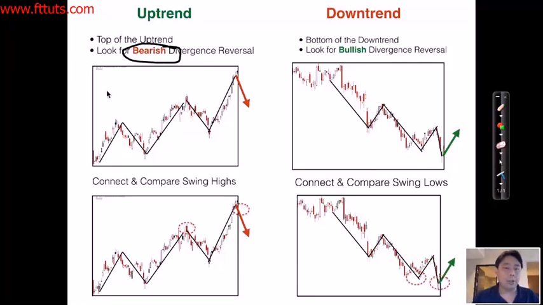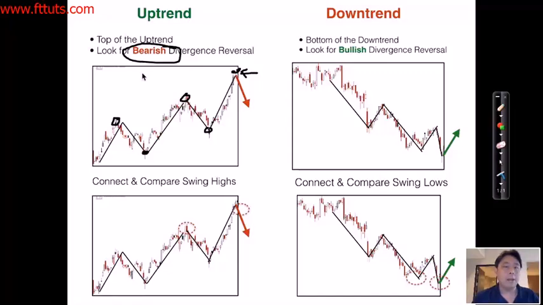Okay, so in this case, you can see that it is an uptrend. Why? Because price is making higher highs, like so, and higher lows. And at this point of time where I'm pointing, it is at the top of the uptrend. So at the top of the uptrend, we're anticipating, will it continue going up, or is it going to reverse? So we're looking for a bearish divergence indication that it's going to reverse down.